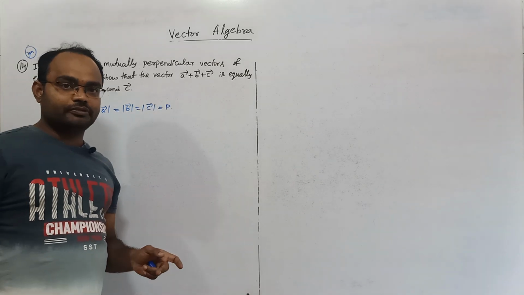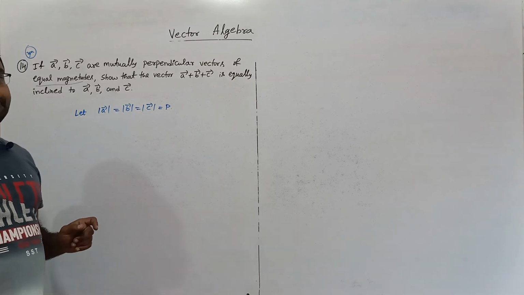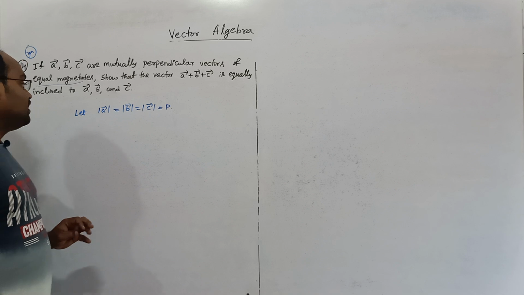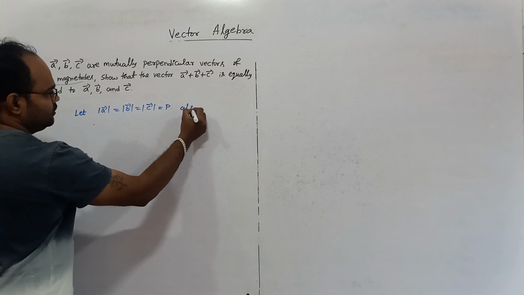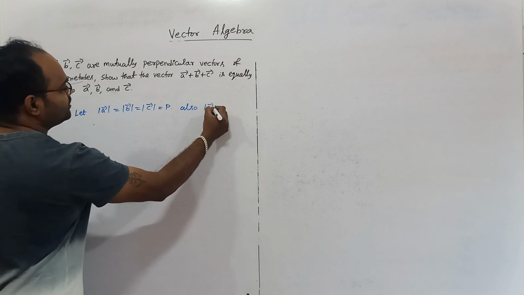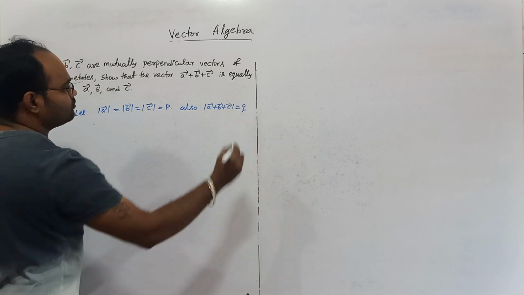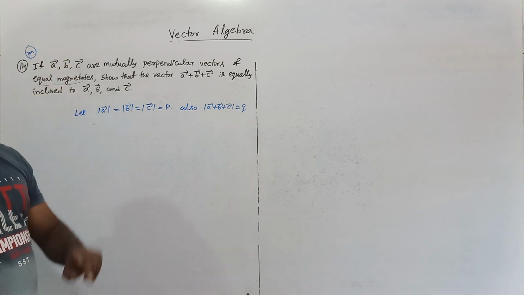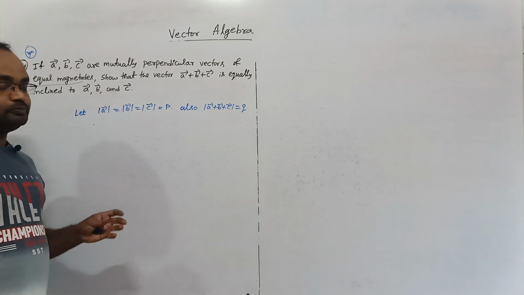They have the magnitude P. P, Q, or any one value, you assume it. Okay, next, and also let us take the magnitude of A plus B plus C. Let us assume its value as Q. You can take it as Q, X, Y or P, Q, it is your choice. What do we have to prove?